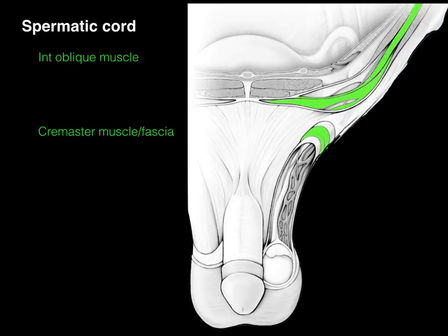The next layer is our internal oblique muscle and associated fascia. So there's our internal oblique muscle, and it courses down and becomes the cremasteric muscle and associated fascia. This is skeletal muscle, and it contracts and it can pull the testis closer to the body or relax to allow it to go farther away. This is important because our body temperature is 37 degrees centigrade, but for sperm to mature, it needs to be at 34 degrees centigrade. So that's why the testis is outside the body.